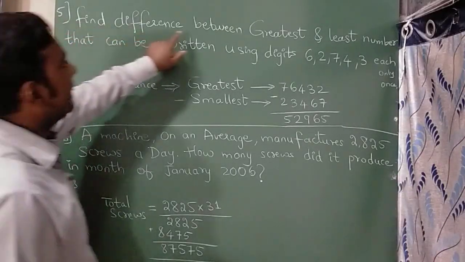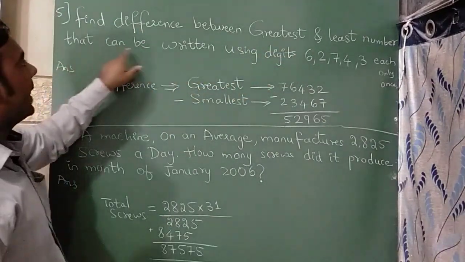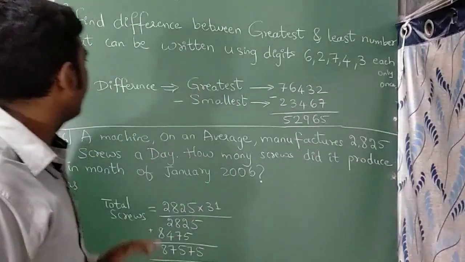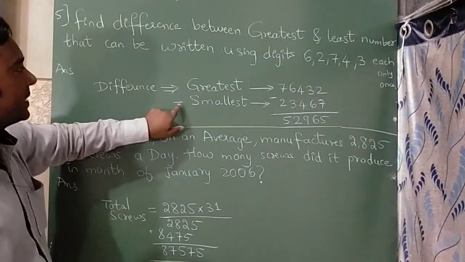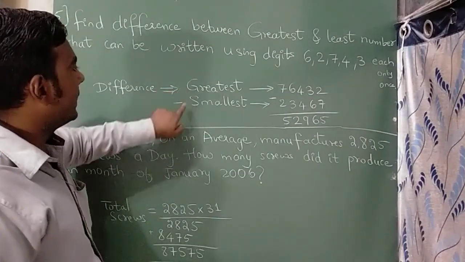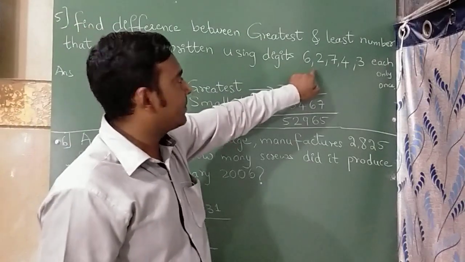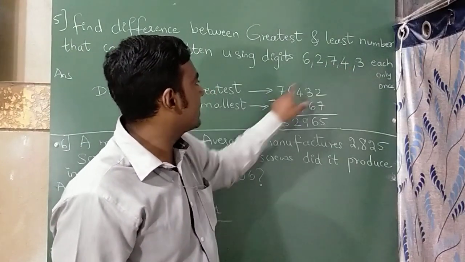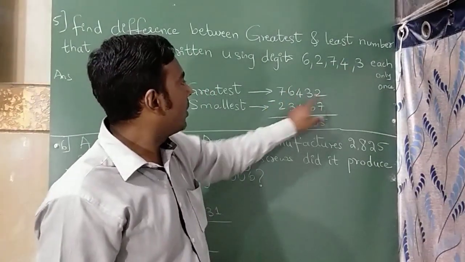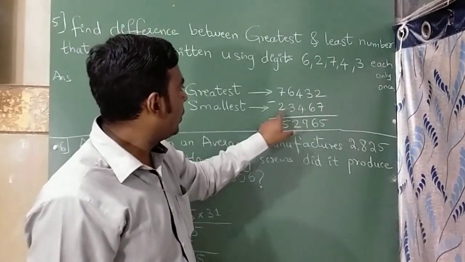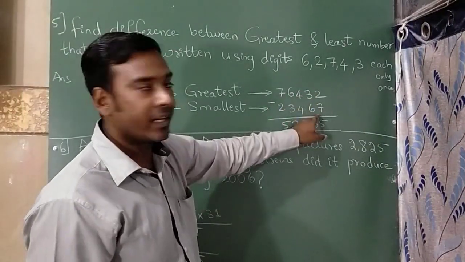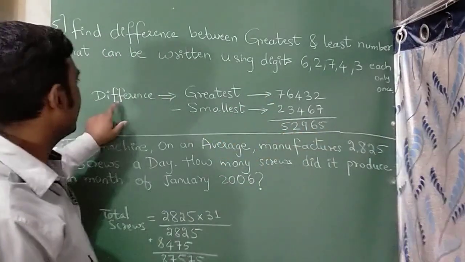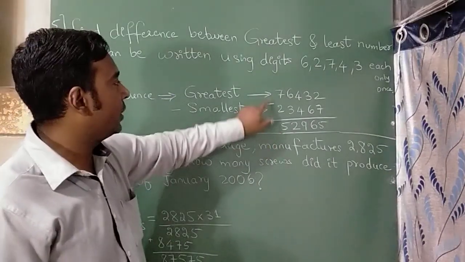Now the fifth question is: find the difference between the greatest and the least number that can be written using the digits. There is a 5-digit number, each digit used only once. So difference, always remember, difference means minus. Greatest minus smallest. So among these 5 digits, you must write the greatest number. Which is the biggest number here? 7. Next is 6, 4, 3, 2. Minus the smallest means reverse this: 2, 3, 4, 6 and 7. Fine. Now if you subtract this, you will get 5, 2, 9, 6, 5. That is the difference. Fine. You need to subtract this.